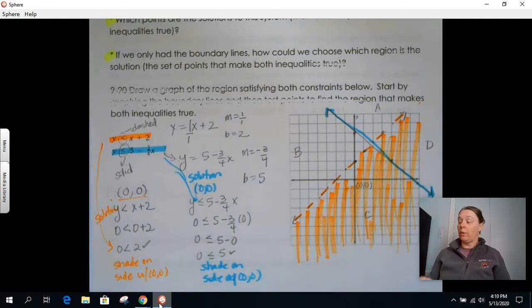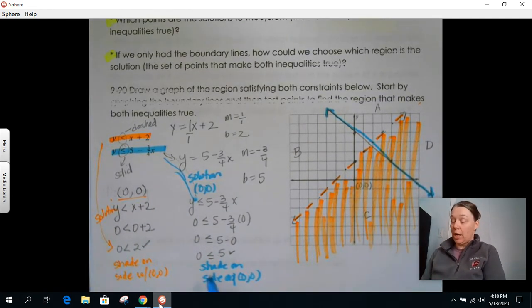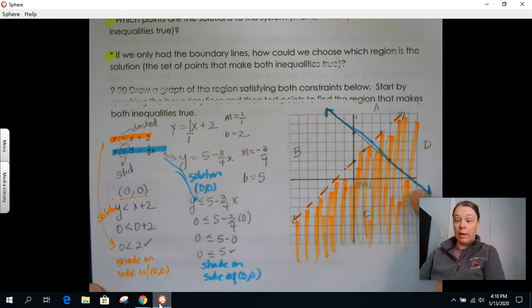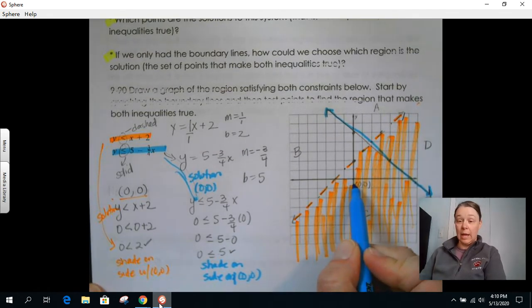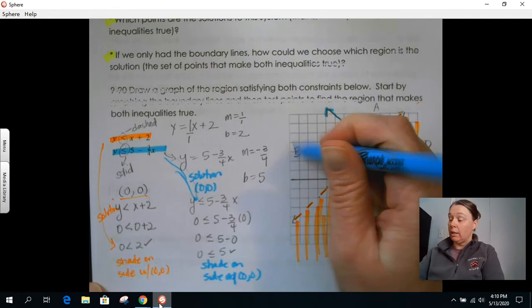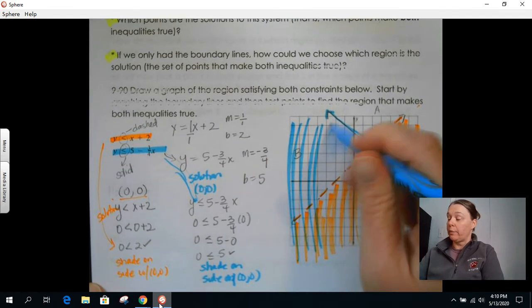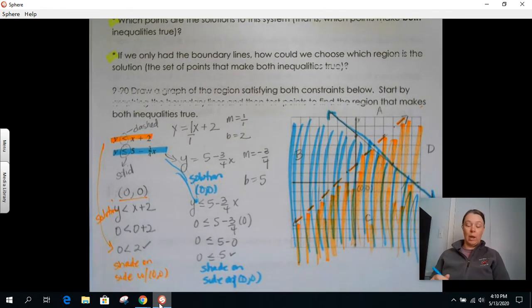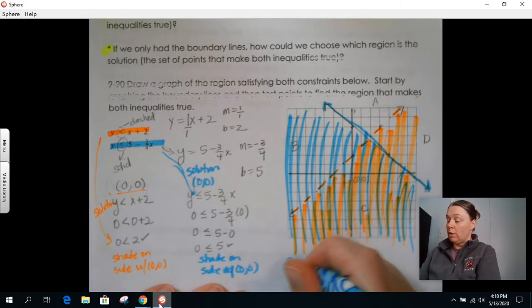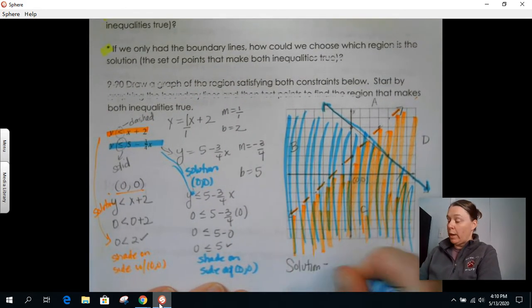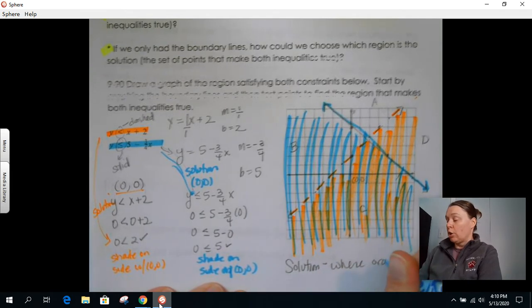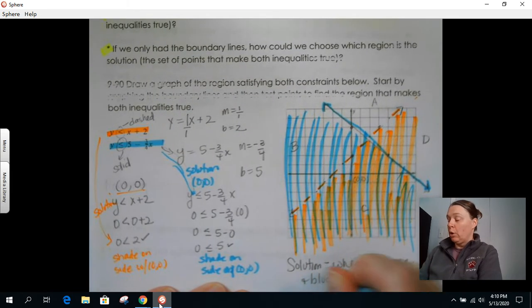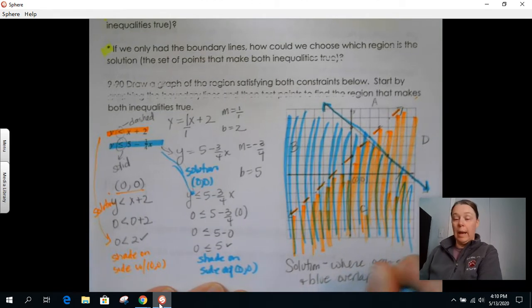Okay, so now for my blue line, I want to shade on the side of 0, 0. Here's my blue line. Point 0, 0 is over here on this side of the line. I want to shade on this side of the line, everything on this side of the line. Okay, my solution is where my orange and my blue overlap.